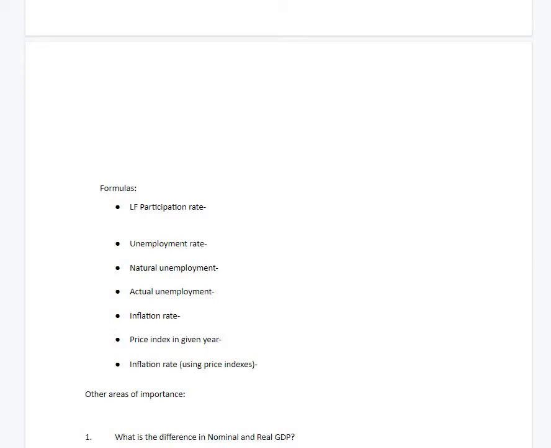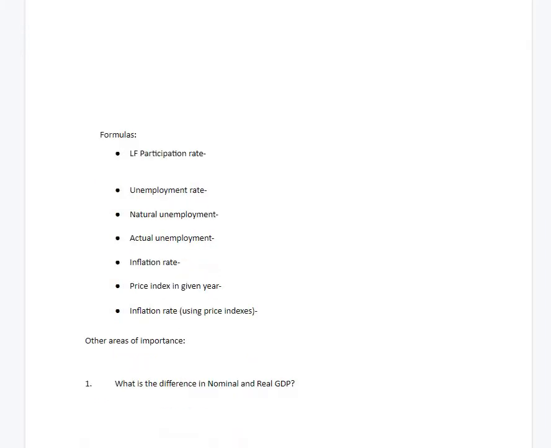The price index in a given year is the cost of the market basket in that given year divided by the cost of the market basket in the base year times 100. And the inflation rate using price indexes is the price index value in year 2 minus the price index in year 1, divided by year 1, times 100. Okay, so if you need to rewind that and re-listen to that, feel free to go ahead and do that.